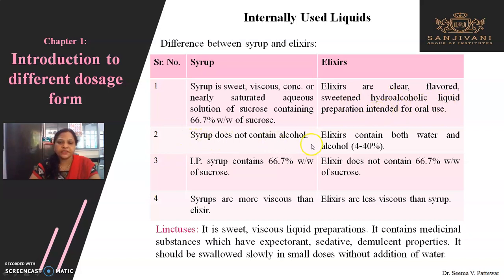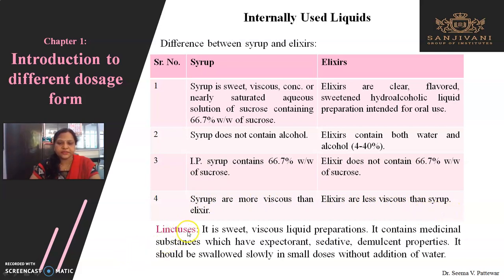Syrup does not contain alcohol. Elixir contains both water and alcohol in the concentration 4 to 40% according to the need of the formulation. IP syrup contains 66.7% weight by weight of sucrose, and elixir does not contain this much percentage of sucrose. Syrups are more viscous. Elixirs are less viscous than the syrup.